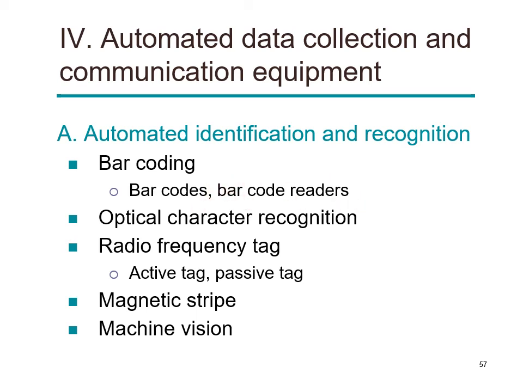In fact, we will not go into too much detail of these technologies. If you are interested, you can search for it. But the main thing is you need to be aware of these technologies and how you can use these technologies. Optical character recognition is another method of automated identification and recognition. Radio frequency tags, RFID tags, which can be active or passive.